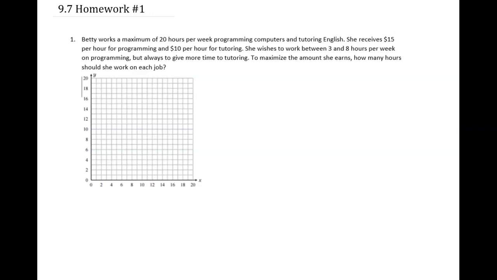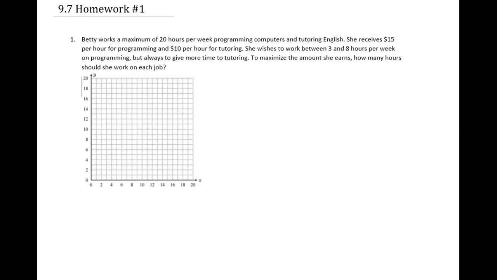To 9.7 homework problem number 1. So let's see. Betty works a maximum of 20 hours per week programming computers and tutoring English. She receives $15 per hour for programming and $10 per hour for tutoring, and she wishes to work between 3 and 8 hours per week on programming, but always to give more time to tutoring. And our goal is to maximize the amount she earns. We want to know how many hours she works on each job.